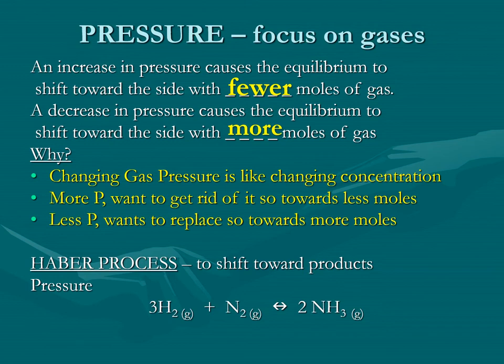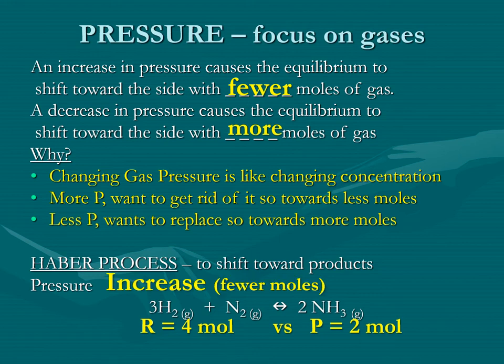Again, in this Haber process, if we study this in terms of pressure, we'll notice that on the reactant side, we have 3 moles of hydrogen and 1 mole of nitrogen. That makes 4 moles of gas. Versus on the product side, I only have 2 moles of gas. So if I want to shift it toward the products, again, that's our goal here, to produce more ammonia, I want to make it shift to the side with fewer moles. Well, in order to shift to the side with fewer moles, I need to increase the pressure.